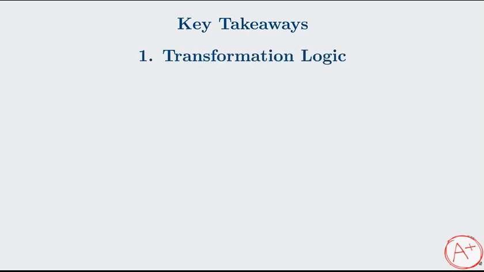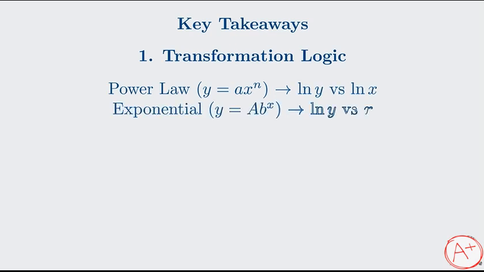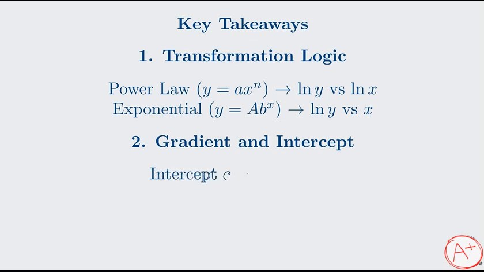First, master the transformation logic. For a power law like y equals x to the n, we use a log-log graph of natural log of y against natural log of x. For exponential models, we use a semi-log graph of natural log of y against x. Second, when interpreting the gradient and intercept, remember that for the linear form natural log of y equals mx plus c, the vertical intercept is always the natural log of the leading constant, such as natural log of a or natural log of capital A.